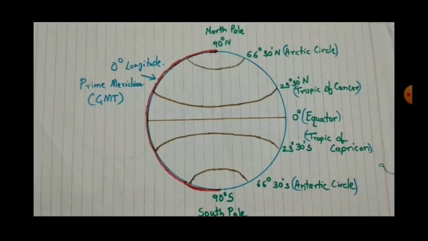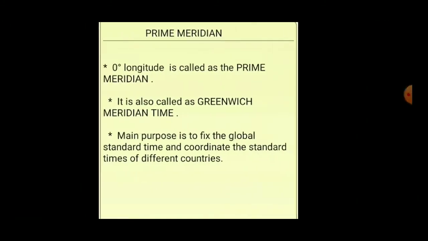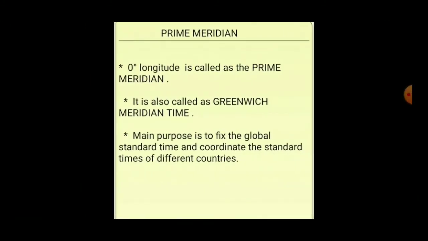After learning about the important latitudes and parallels, let us see the important longitudes. The 0 degree longitude, also called the prime meridian or Greenwich Mean Time, is shown here in the diagram with the red line. The red line shows you the prime meridian or 0 degree longitude. It is also called Greenwich Meridian Time.